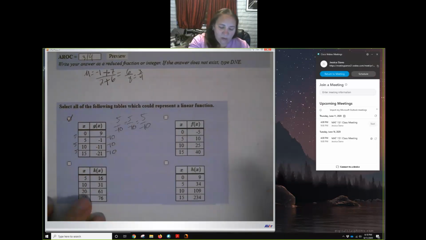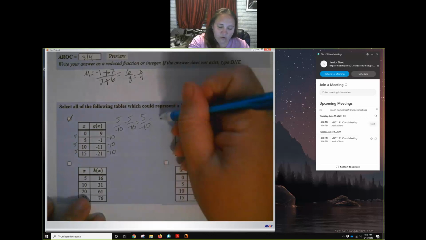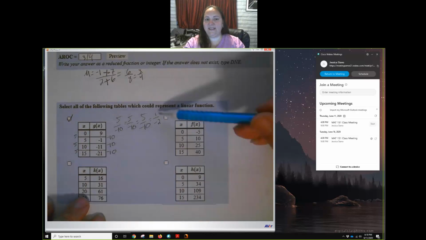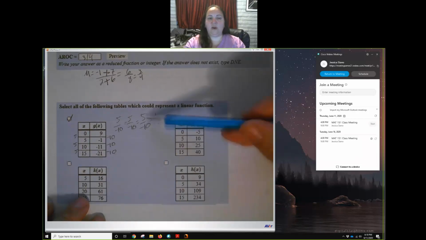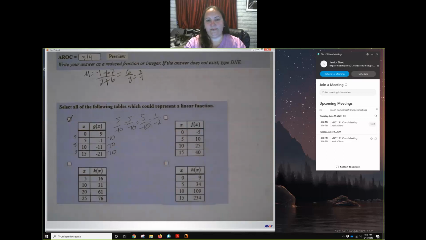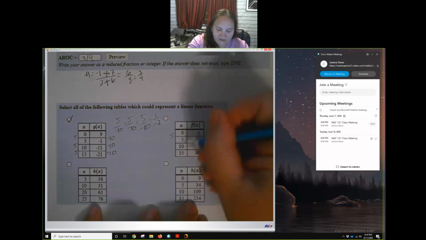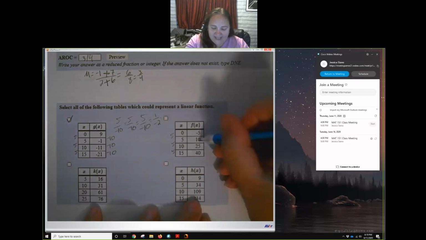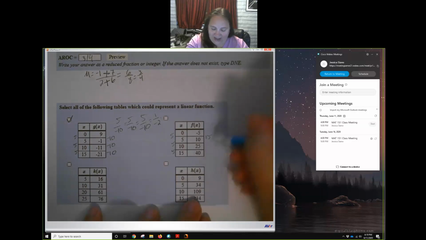And what do I mean by that? Well, if I had 1 over -2 somewhere, it would still be linear because this reduces to this. Okay, so let's try it again. 5 minus 0 is 5, 10 minus 5, 15 minus 10. 10 minus a negative 5 is 15. 25 minus 10 is 15. 40 minus 25 is 15.